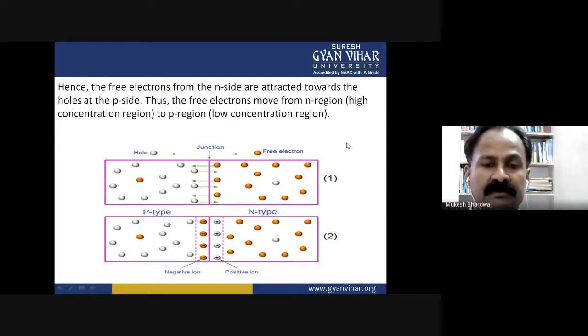And ultimately, they recombine with the holes near the junction and create ions, a negative ion and a positive ion. And an electrostatic field is established.